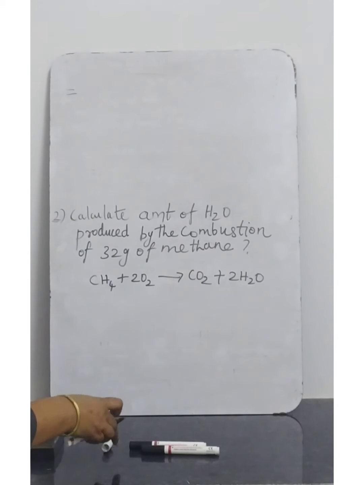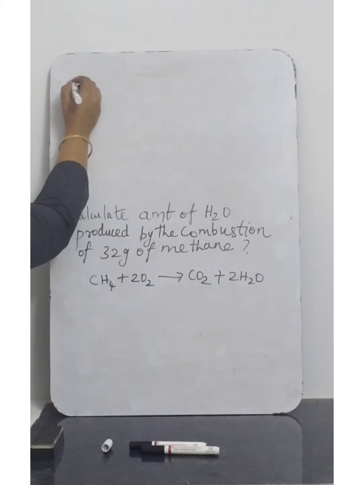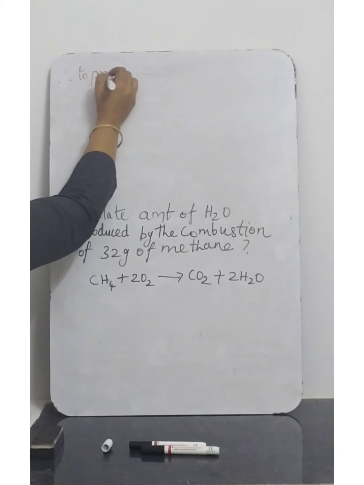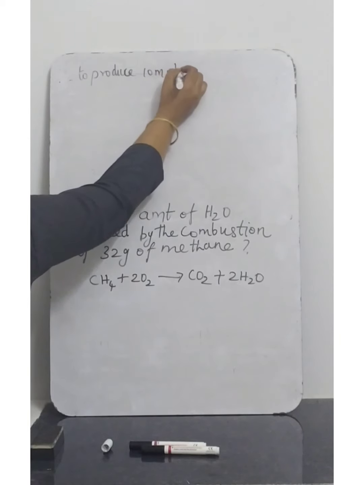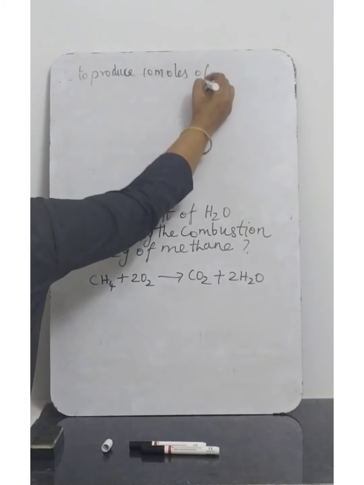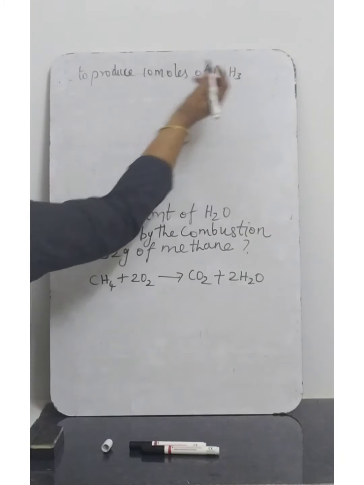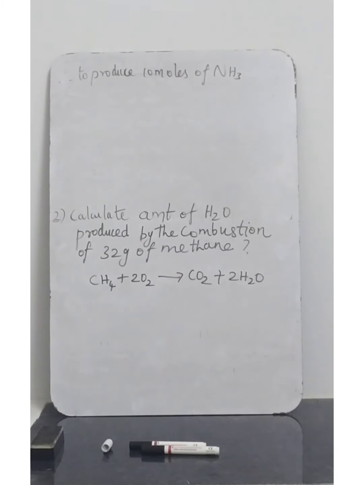So, as per the stoichiometric equation, ammonia is prepared from nitrogen gas and hydrogen gas. To prepare 2 moles of ammonia as per the stoichiometric equation, you need 3 moles of hydrogen. Therefore, what is the question? To prepare 10 moles of ammonia, how many moles of hydrogen are required?